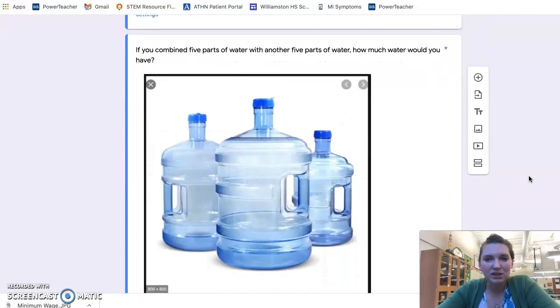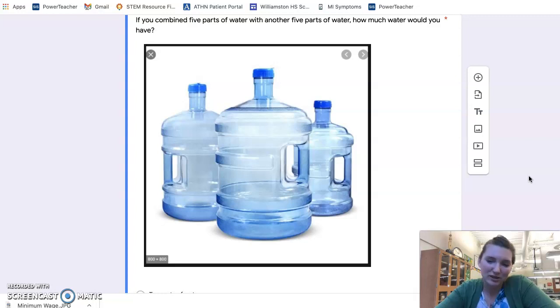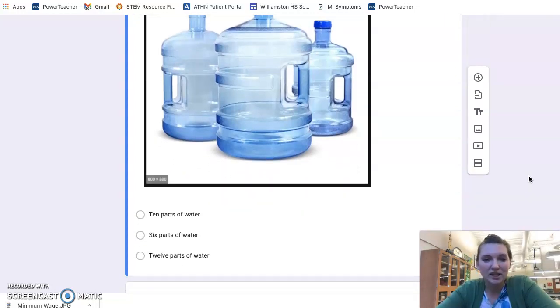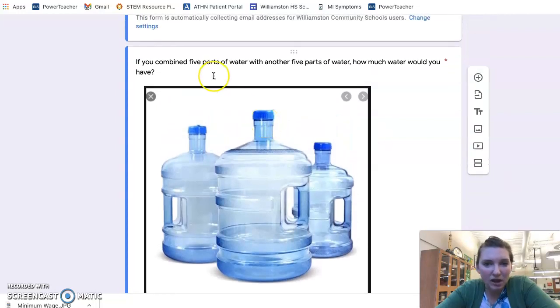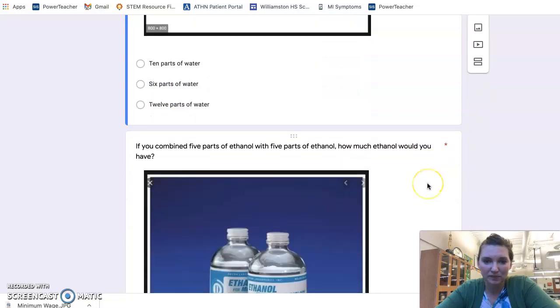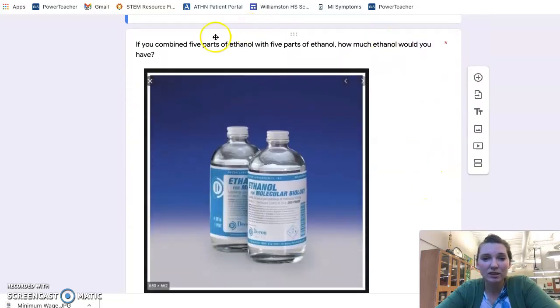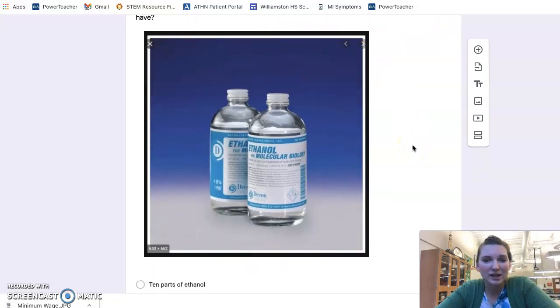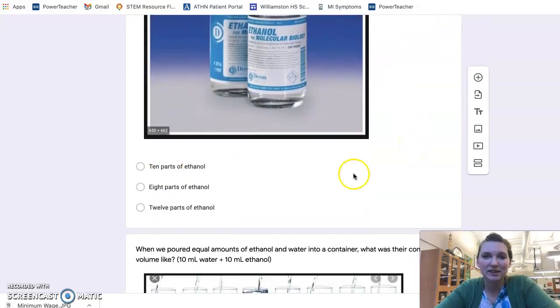So first thing we did here is I took 10 milliliters of water plus 10 milliliters of water, and that added up to 20 milliliters of water, just like we thought. So 5 plus 5 ended up being 10 parts of water. We did the same with ethanol. 5 parts of ethanol plus 5 parts of ethanol also added up to 10 parts of ethanol, just like we would expect.